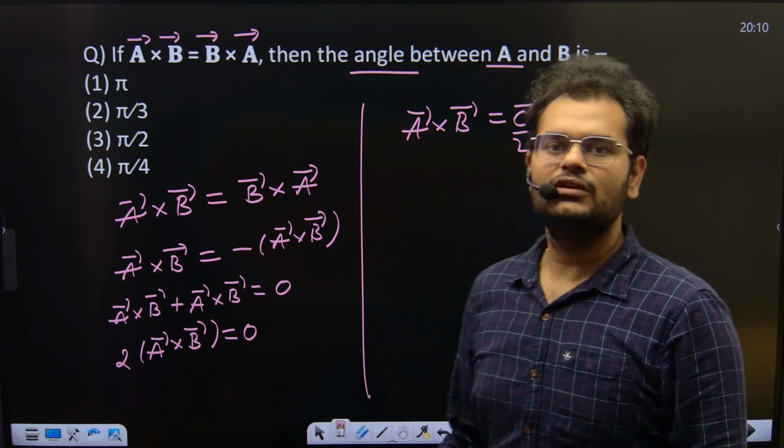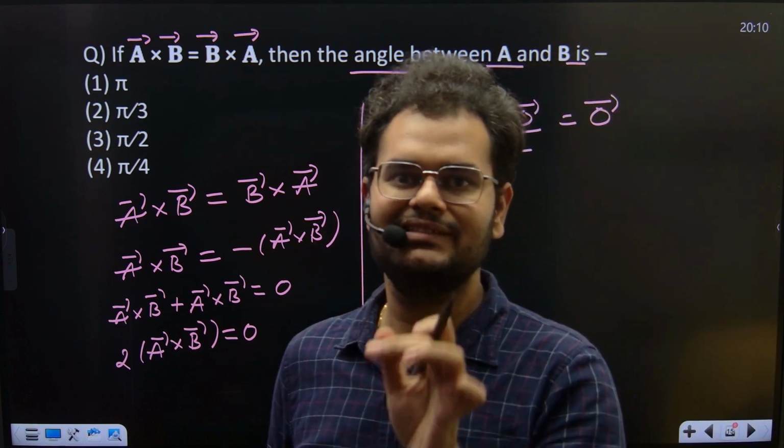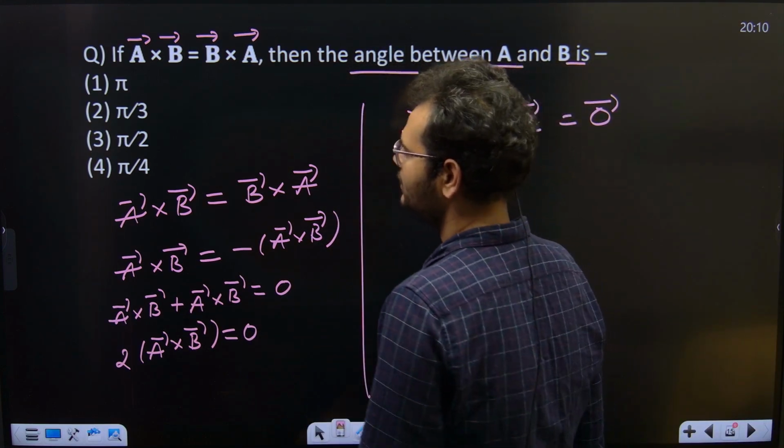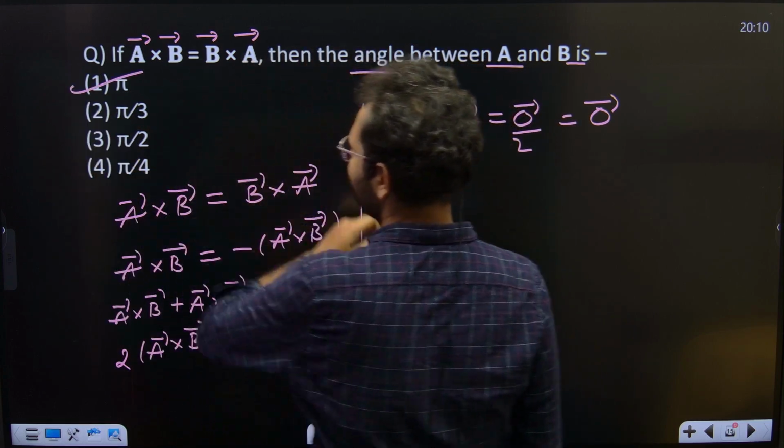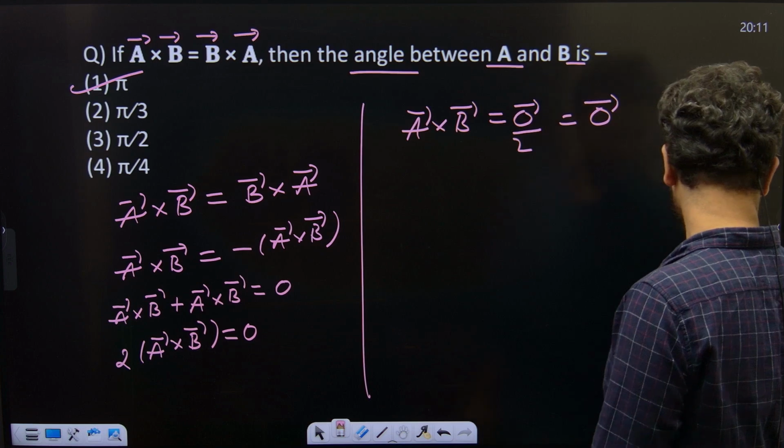When a cross b is 0, a cross b is 0 when the angle is, not 90 degrees, either 180 degrees or 0 degrees. Okay, so the answer is 180 degrees because only pi was there in the options. Come on, next.